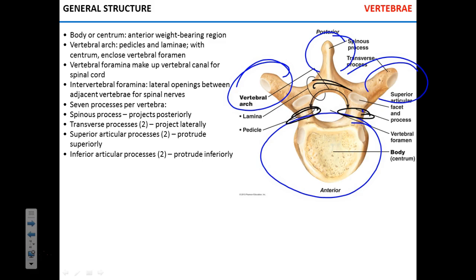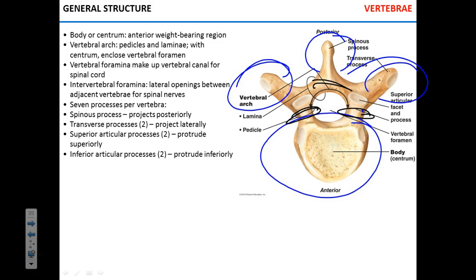The upper vertebrae uses inferior articular processes. The bottom vertebrae uses superior articular processes. Can you see them? Blink once if you can. Blink twice if you cannot. Okay, good. That was not blinking.